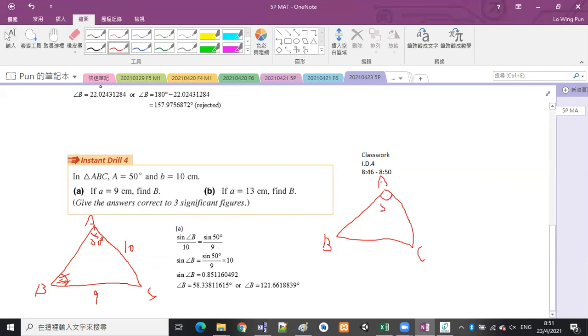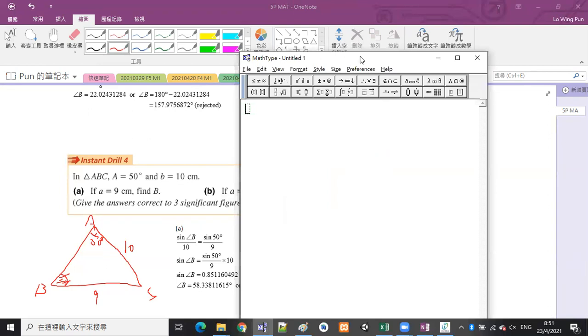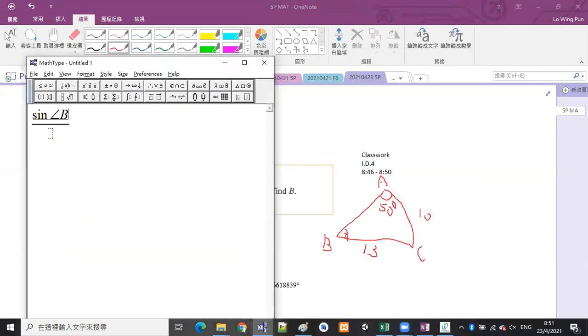So angle A is still equal to 50 degrees. And then length B is still equal to 10 cm. And this time, length A is equal to 13 cm. I still need to find angle B. Okay? So because I want to find angle B, so I put sine angle B on top and then divided by length B, which is 10. And it's equal to the other pair, sine 50 degrees divided by 13. Okay? So sine angle B is equal to sine 50 degrees over 13 times 10. And sine angle B should be equal to calculator. That is 0.58 something.